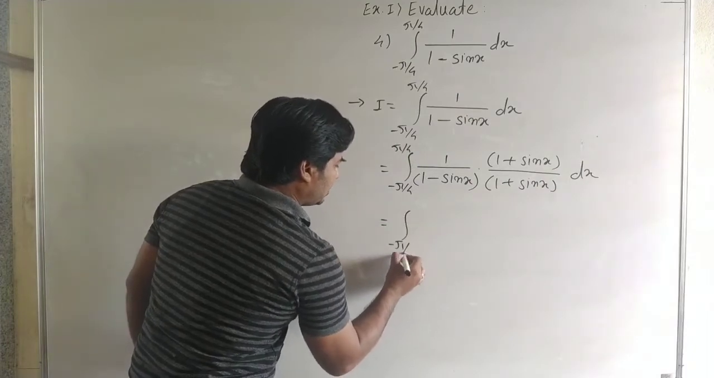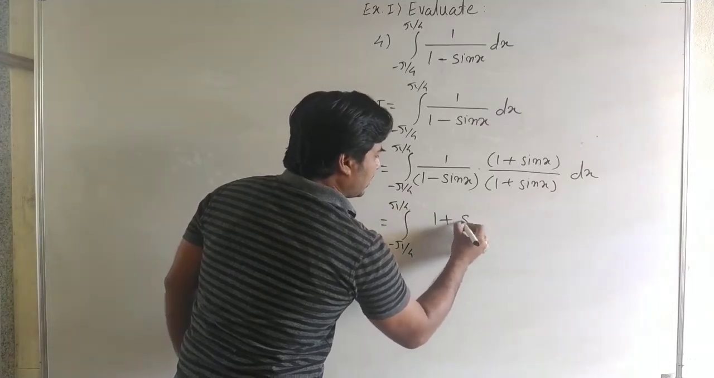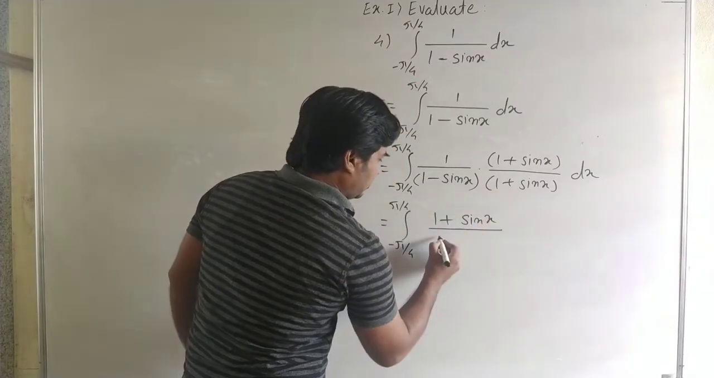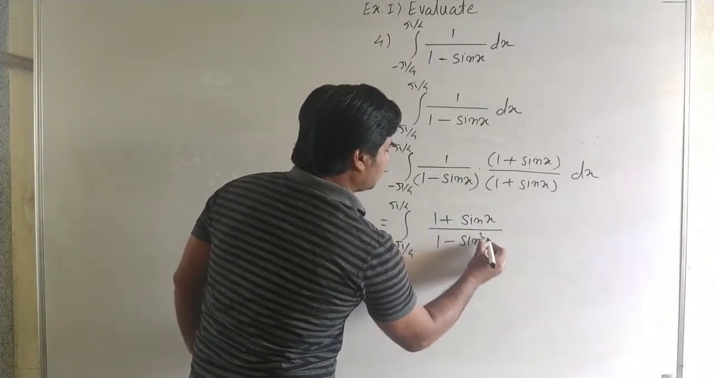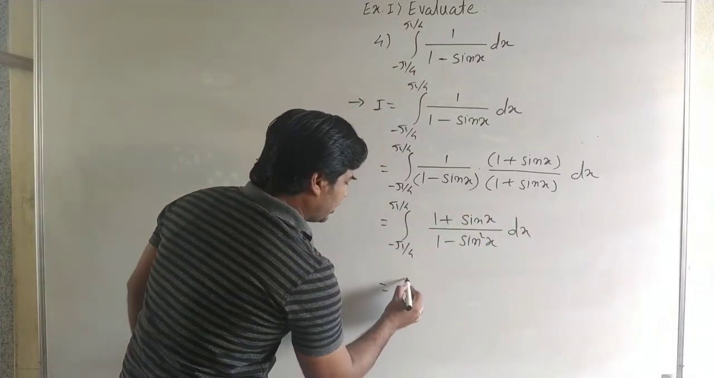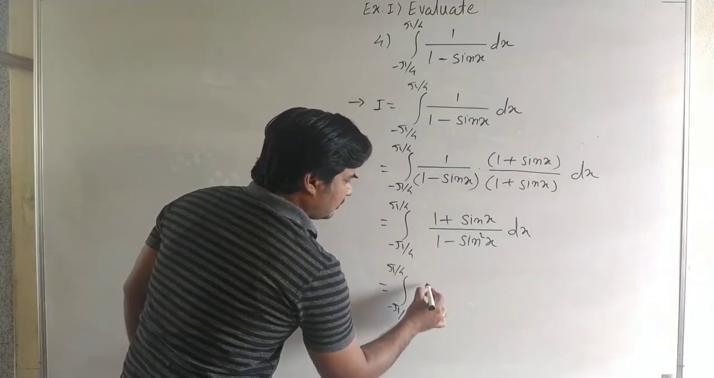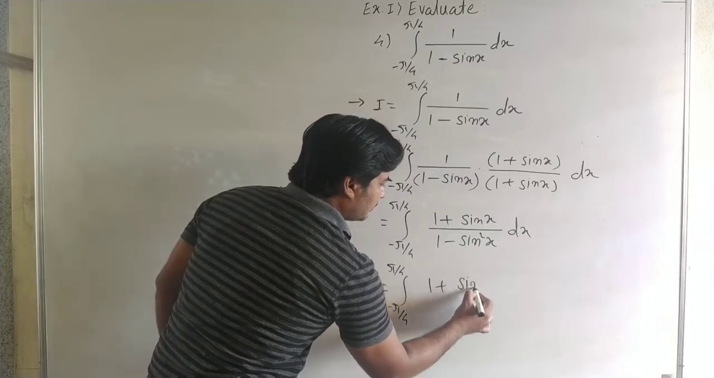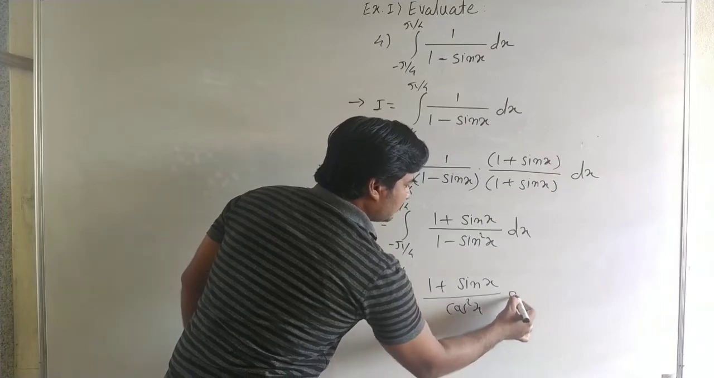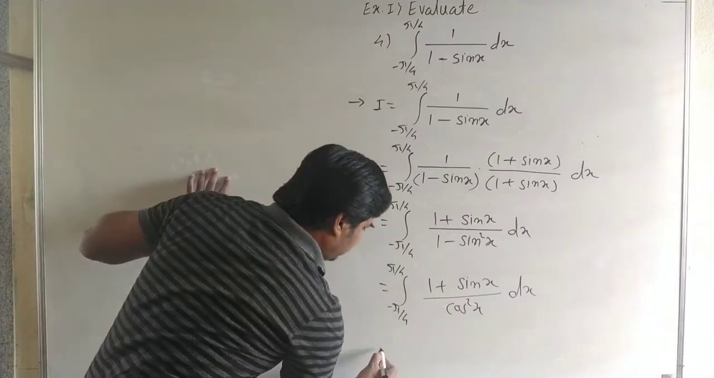Now take the multiplication. Integral from minus pi by 4 to pi by 4 of 1 plus sin x upon 1 minus sin x times 1 plus sin x, which is 1 minus sin square x. Here it is 1 minus sin square x, and we know that 1 minus sin square x is cos square x. So 1 plus sin x upon cos square x dx. Now we separate this cos square x to both terms.